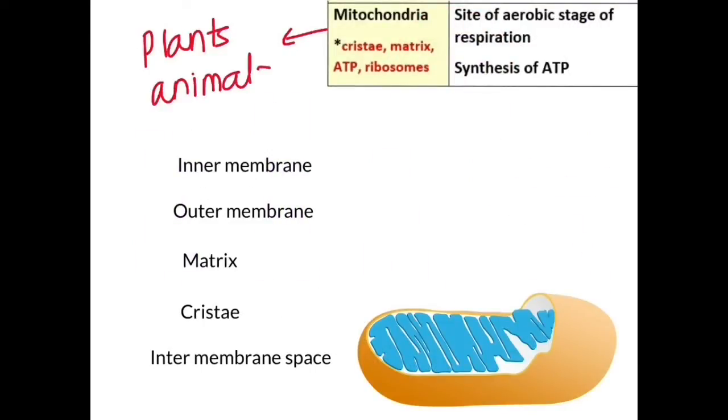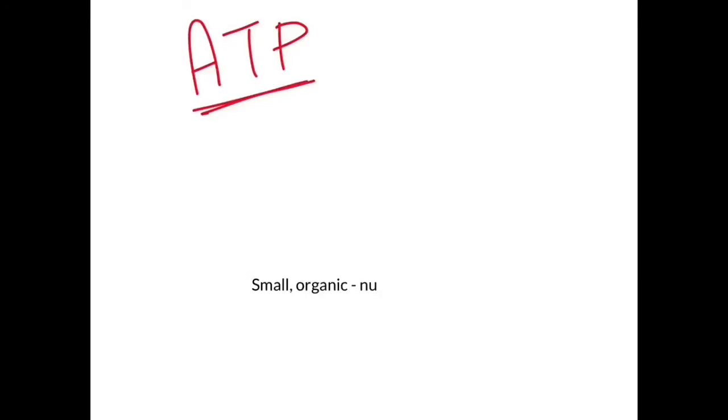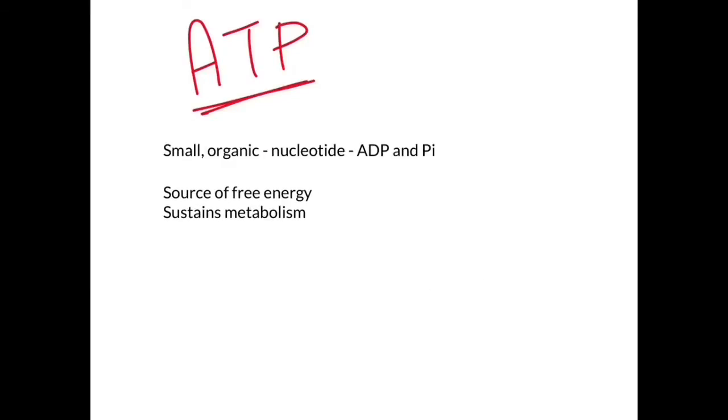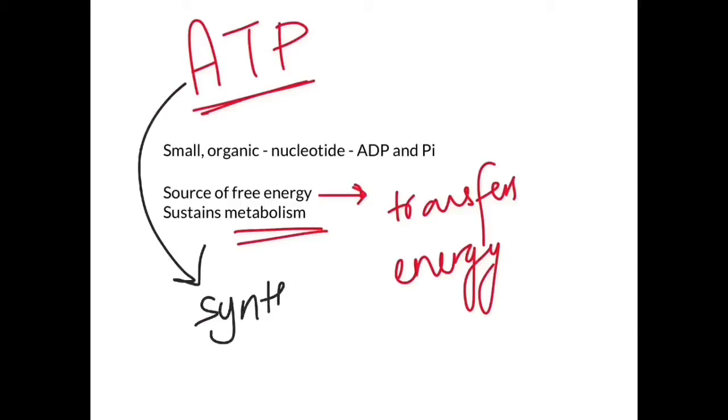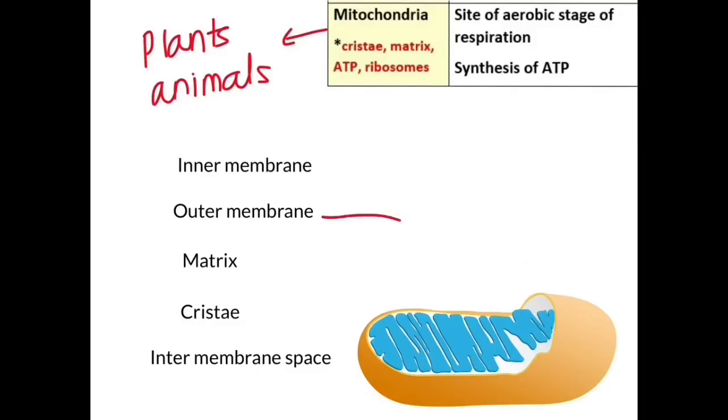Now the mitochondria is present in animals and plants. It is a sausage-shaped structure, the site for stages in aerobic respiration to occur and for ATP synthesis. ATP itself is just a small organic nucleotide. It is the source of free energy, taking part in energy-requiring reactions like muscle contraction and energy-yielding reactions like aerobic cell respiration. Mitochondria has a double membrane.